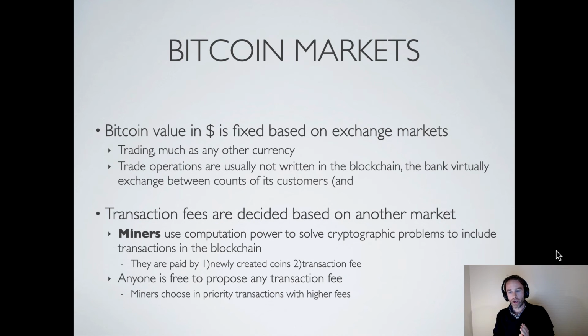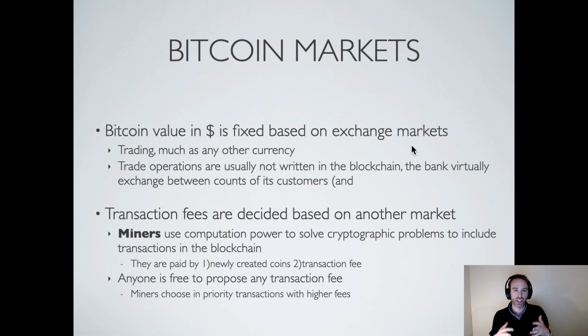Some elements about markets. You might wonder, for instance, where does the value of Bitcoin come from? We know that one Bitcoin is worth, for example, $10,000. So where does this come from?